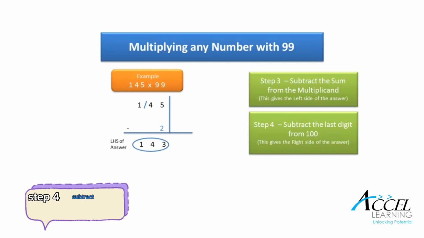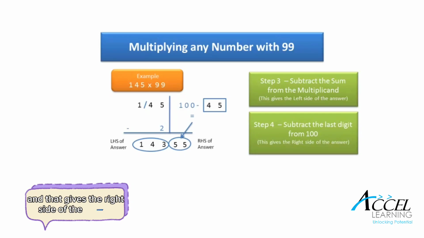Step 4. Subtract the last digit from 100. So 100 minus 45 equals 55. And that gives the right side of the answer.